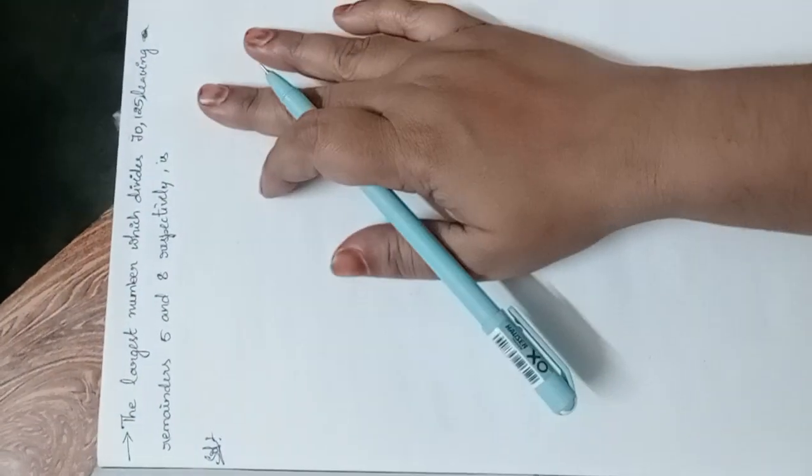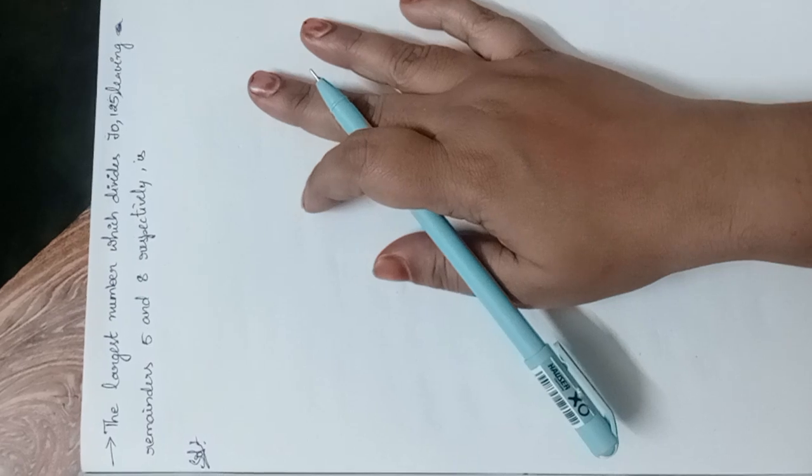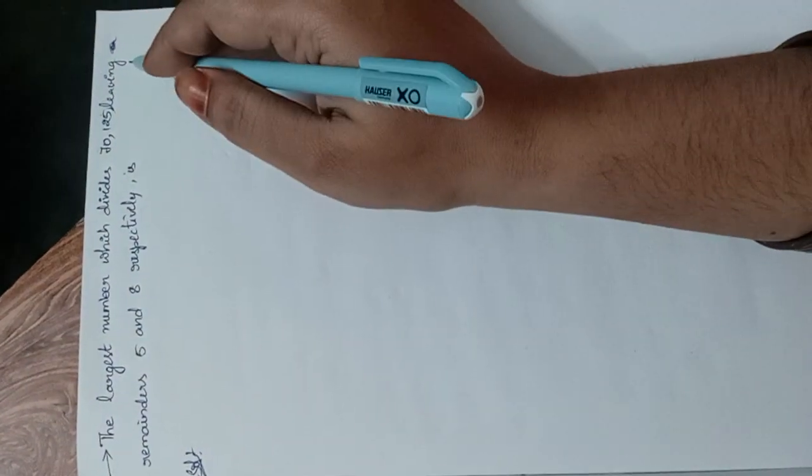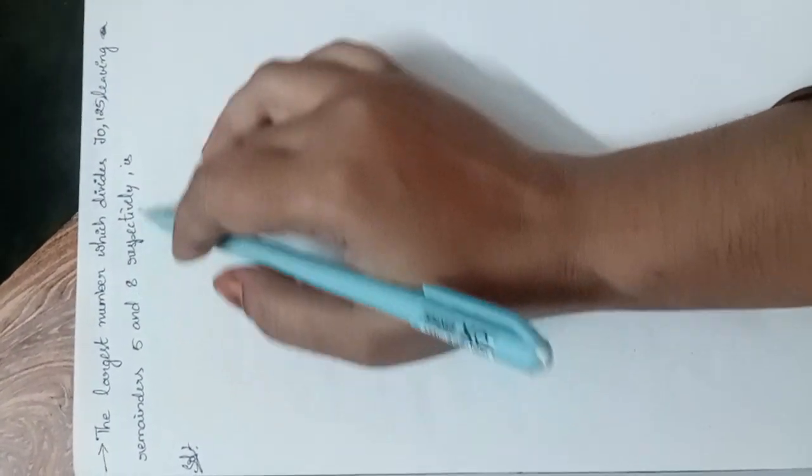In this video I'm going to solve a problem from real numbers of 10th class. The question is: the largest number which divides 70 and 125, leaving remainders 5 and 8 respectively.